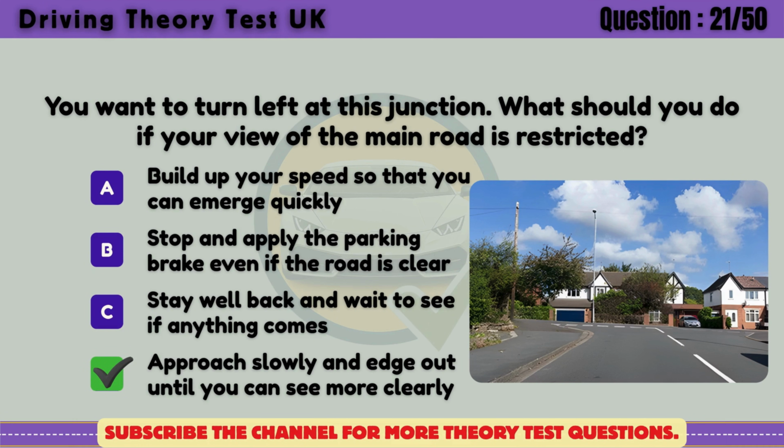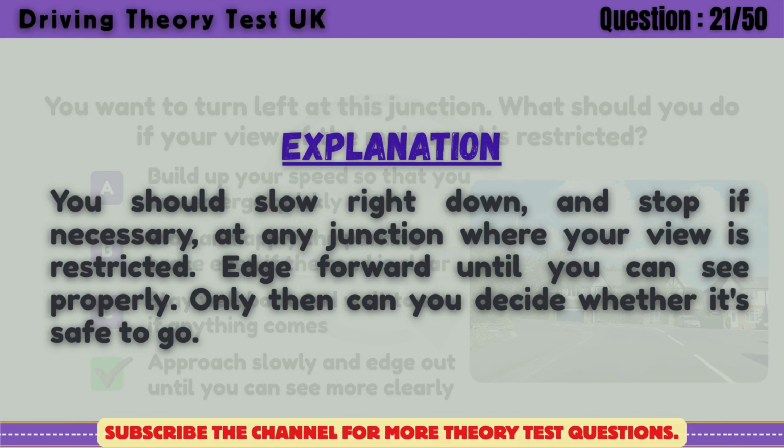Answer is D. Approach slowly and edge out until you can see more clearly. You should slow right down, and stop if necessary, at any junction where your view is restricted. Edge forward until you can see properly. Only then can you decide whether it's safe to go.